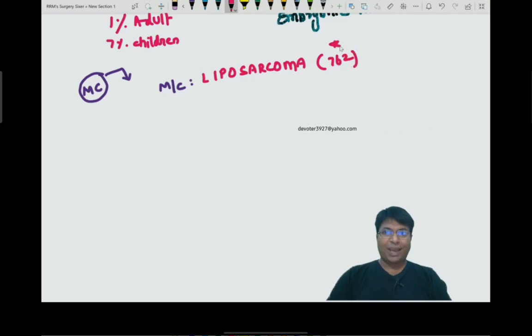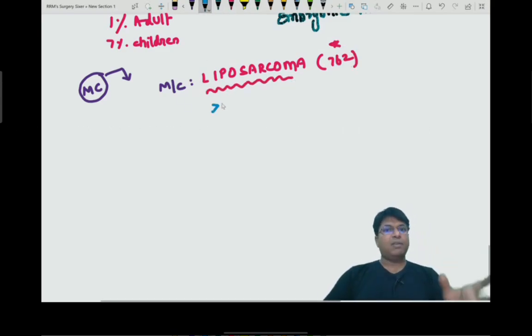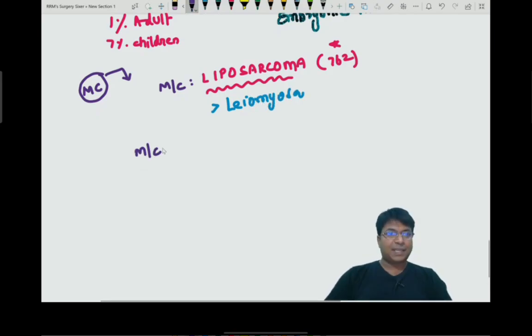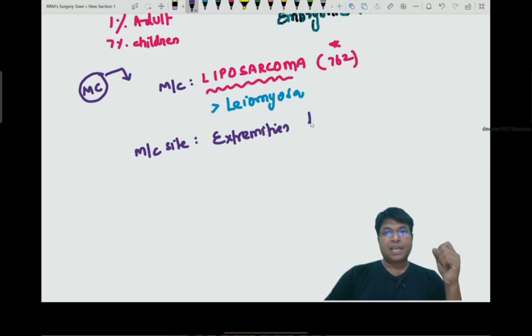It is there at page number 762. If you have it, you can verify from Sabiston. Please go with Sabiston. It is liposarcoma, followed by leiomyosarcoma. If it asks you the most common site of soft tissue sarcoma, it is the extremities, especially the lower limb more than the upper limb.